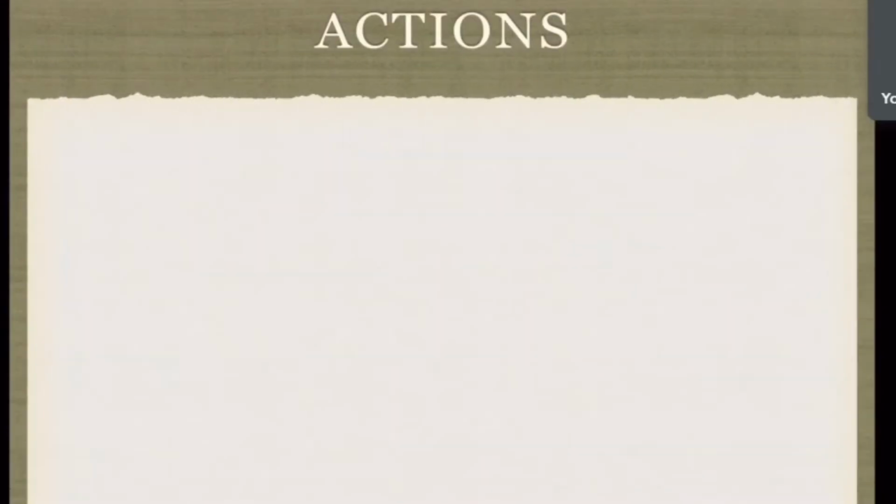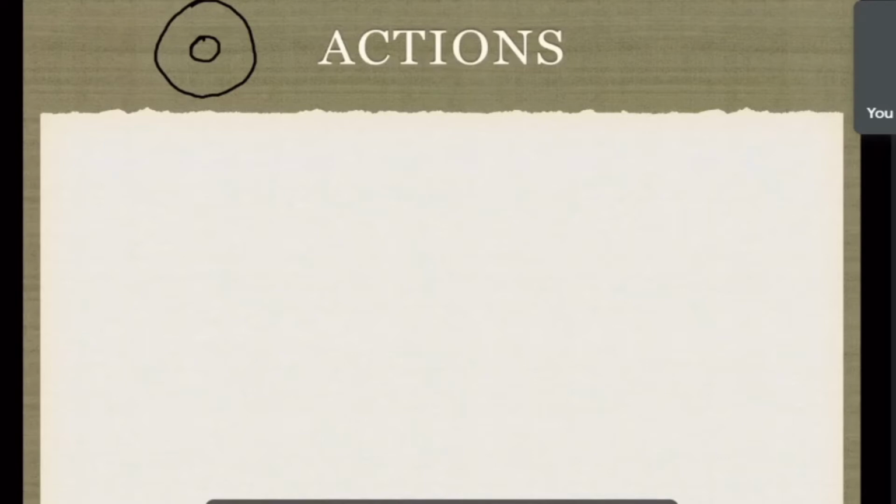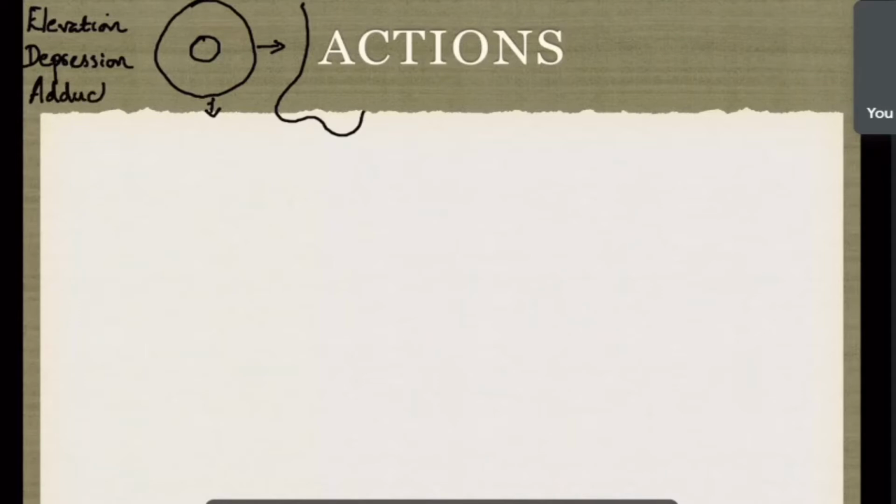So what will be the actions of the eyeball? I'm drawing one eyeball over here. Think of your right eyeball. You can elevate your eyeball, so one action is elevation. The second action is depression. Then moving your right eyeball towards the nose, towards the midline, is called adduction. And moving the eyeball away from the nose, laterally, is called abduction. Very good.